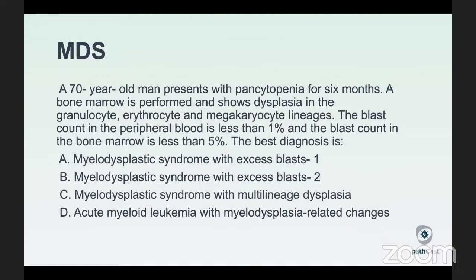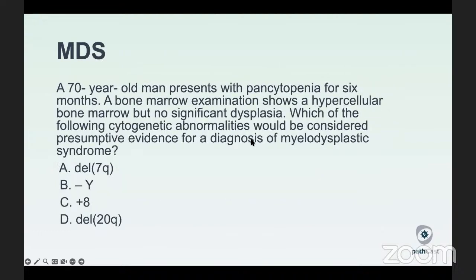Questions about MDS. We have a 70-year-old man presenting with pancytopenia for 6 months. Bone marrow is performed, shows dysplasia of the 3 lines: granulocytes, erythrocytes, and megakaryocytes. Blast count is low, less than 1% in peripheral blood, less than 5% in the bone marrow. So if we have low blast count, we don't call it excess blasts, either 1 or 2. And then also we have trilineage dysplasia. So we call it myelodysplastic syndrome with multilineage dysplasia. And it's not acute myeloid leukemia yet because the blast count is less than 20%.